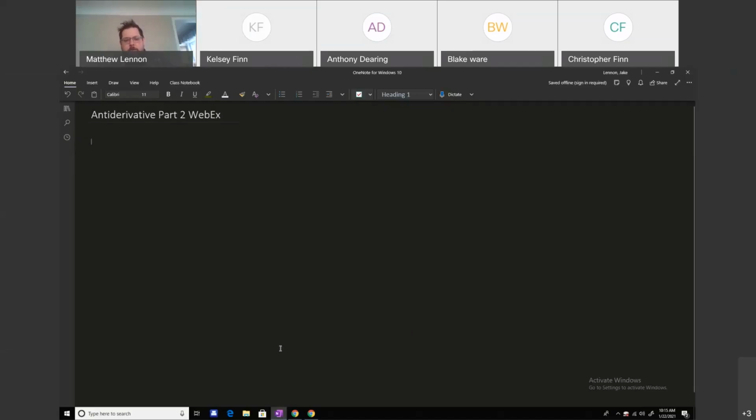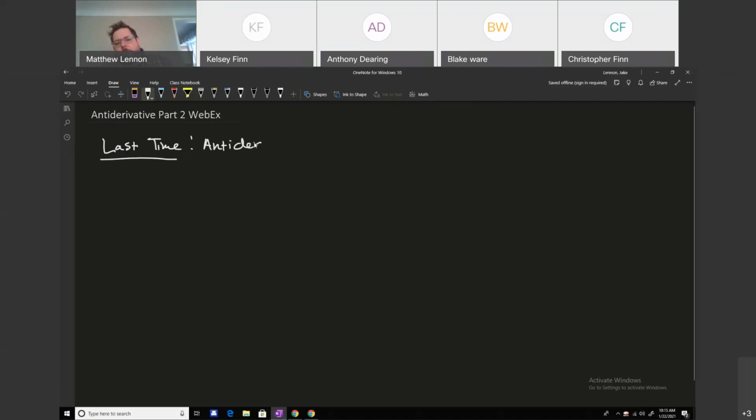Okay, so we're working on antiderivatives part 2. So let's just recall what we did last time and maybe do one example. Last time we essentially learned the antiderivative rules for polynomials, along with the notations.